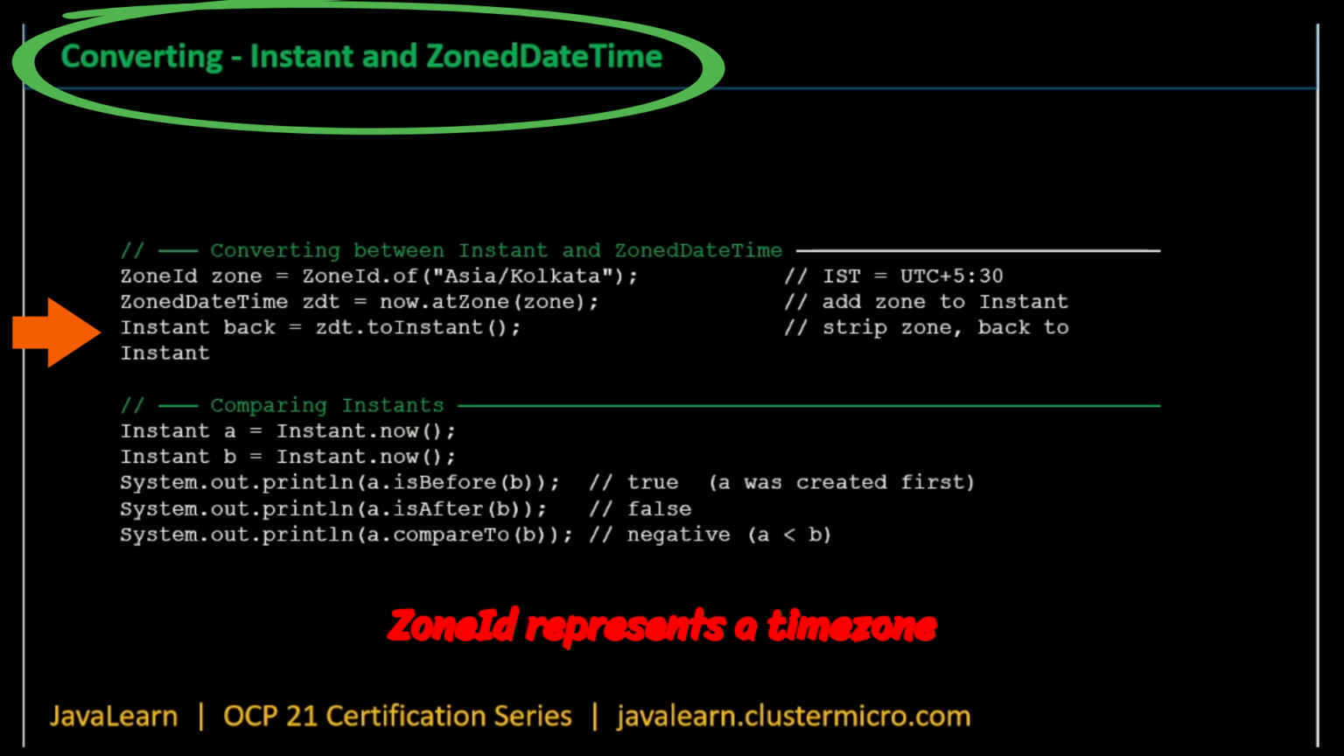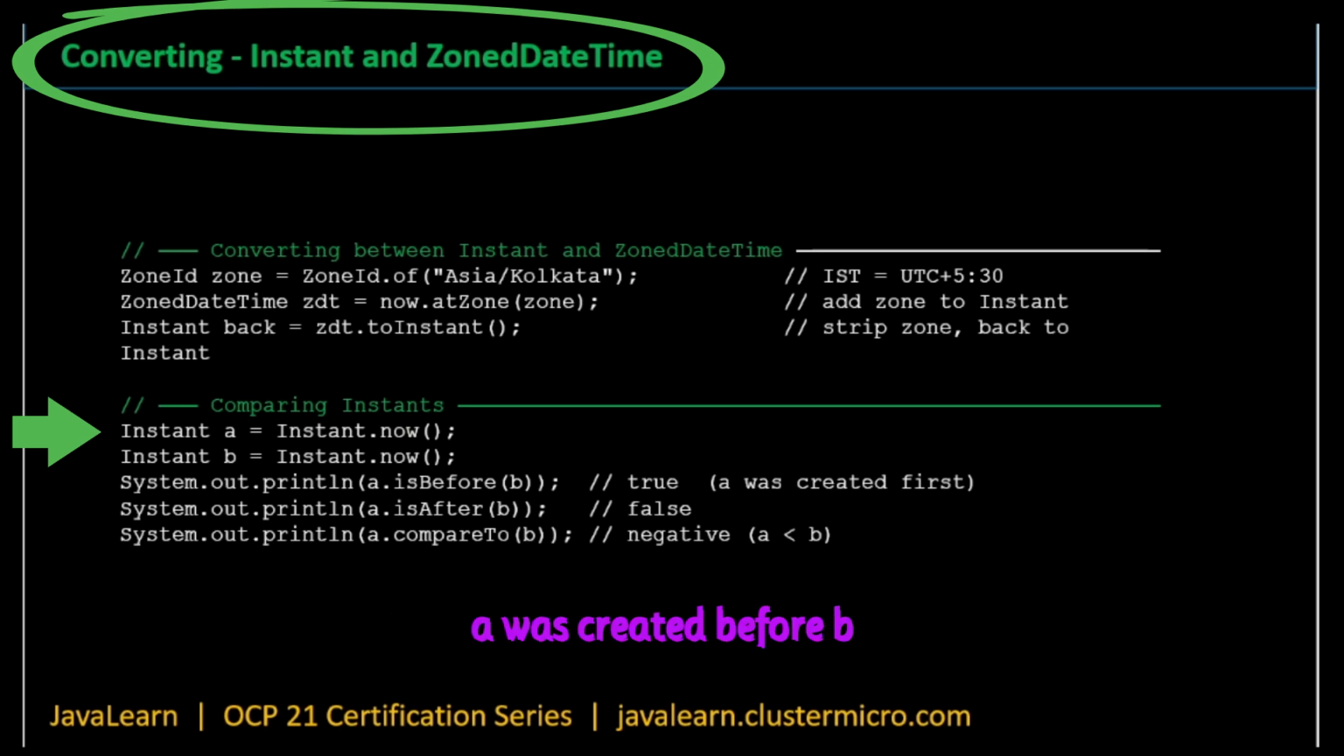Instant a equal to Instant.now, Instant b equal to Instant.now. Then we have System.out.println(a.isBefore(b)), then System.out.println(a.isAfter(b)), and System.out.println(a.compareTo(b)). Okay, so if we see Instant a equal to Instant.now and Instant b equal to Instant.now, we create two instances by calling now twice in sequence. Okay, because a was created before b, so a represents an earlier point in time. Even if only by microseconds, the two instances are different.